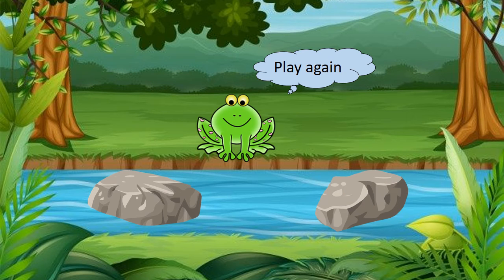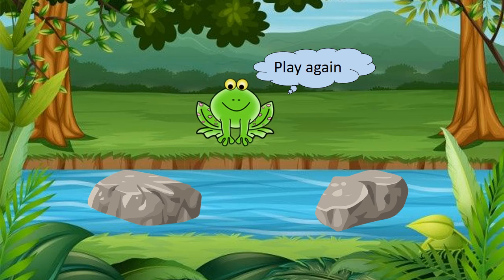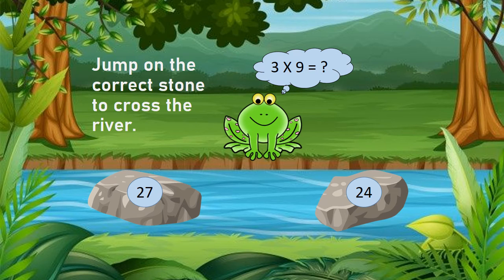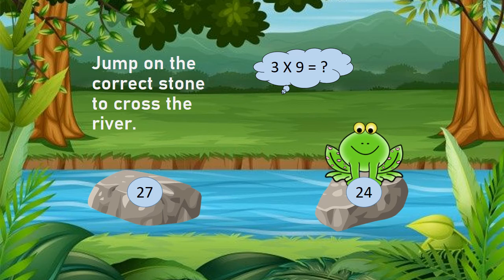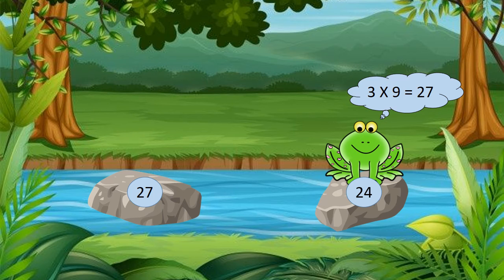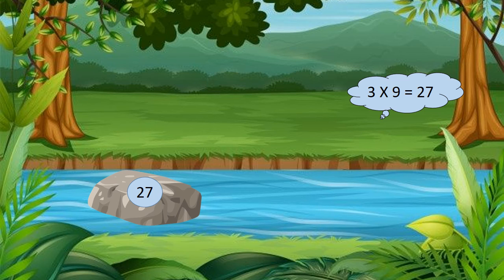Do you want to play again? Yes. What is 3 multiplied by 9? The frog jumps on 24. Oh no, it's a wrong answer. 3 multiplied by 9 is 27. The frog fell down into the river.